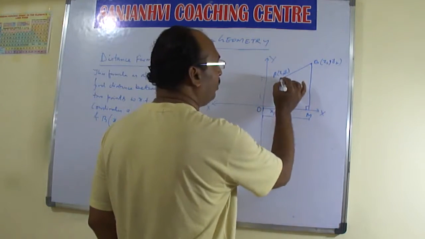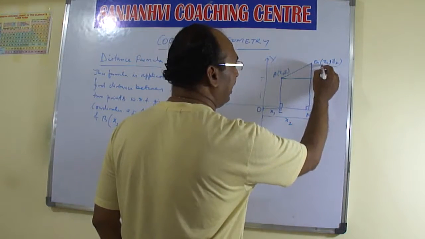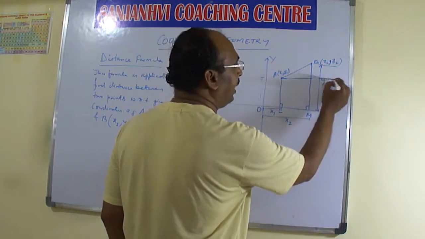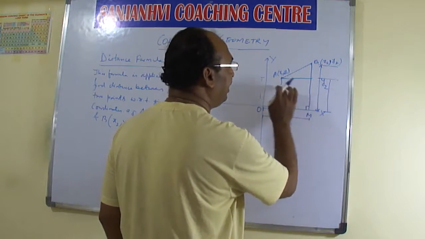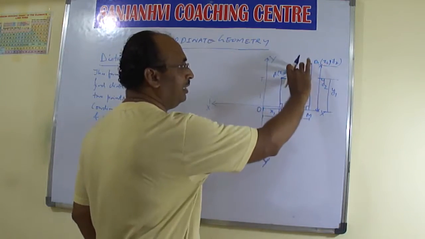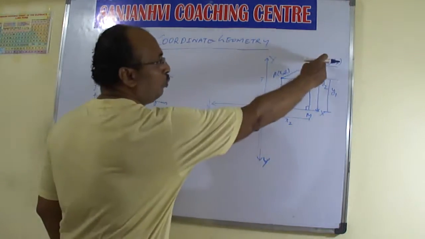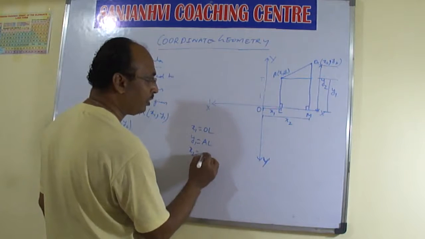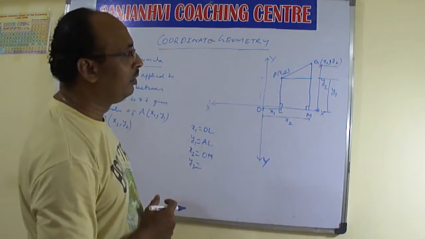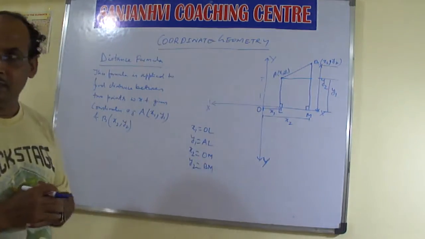Now suppose you draw a parallel line like this. So this distance is y2, and from here, if this distance is taken, this is y1 only. These two are equal, and similarly this is equal to this one. So x2 is equal to OM, and y2 is equal to PM. Very good.